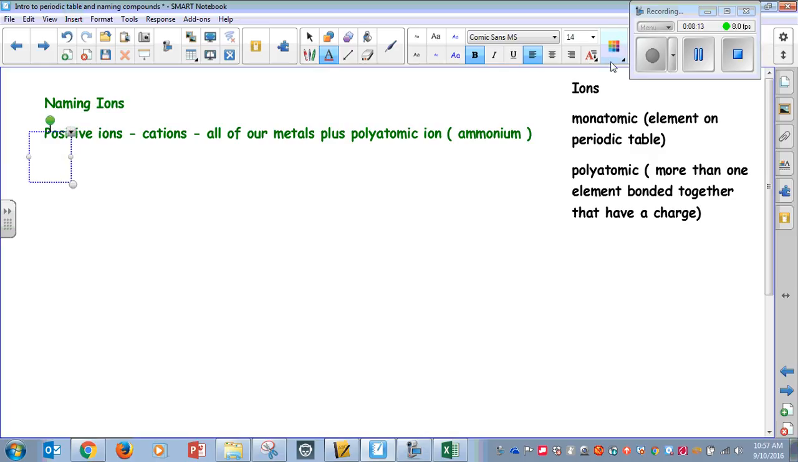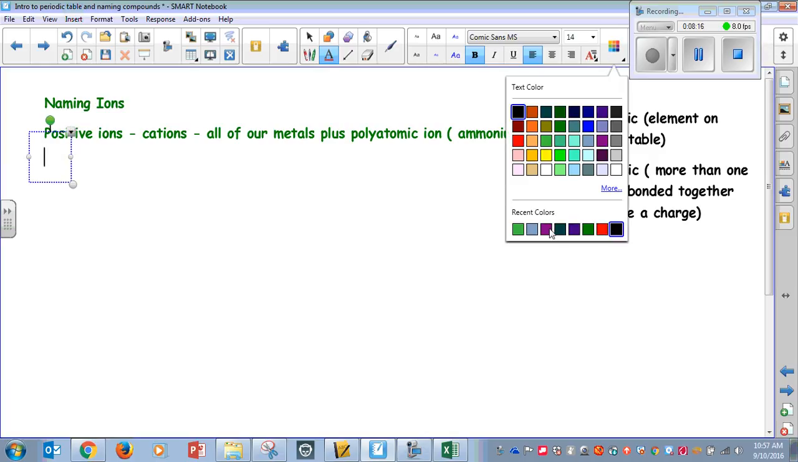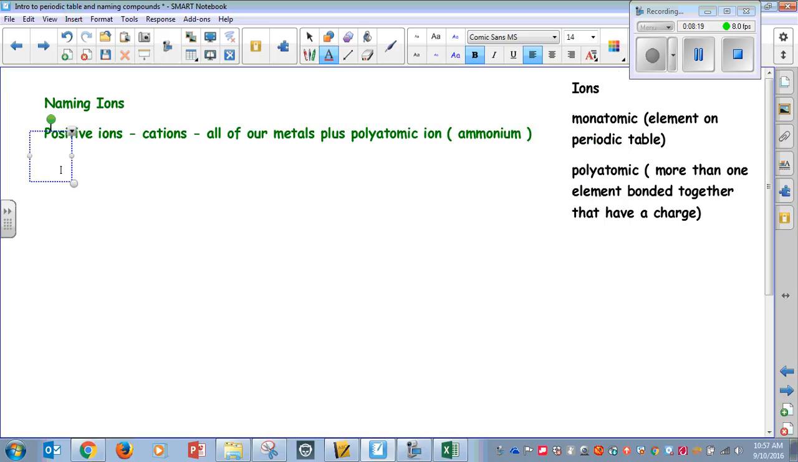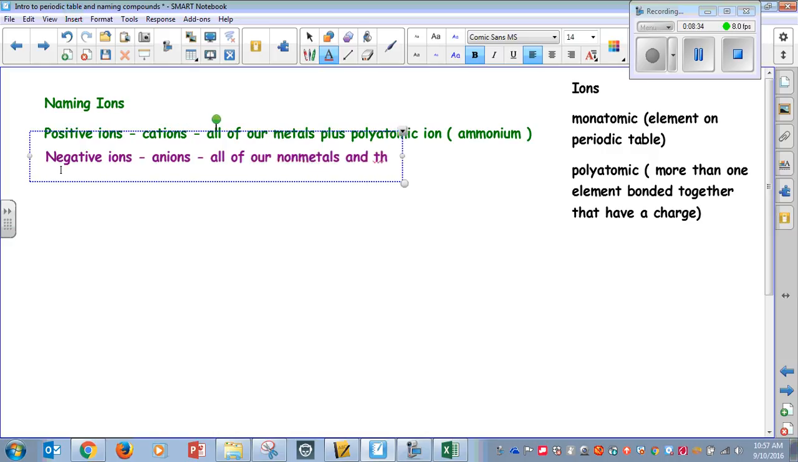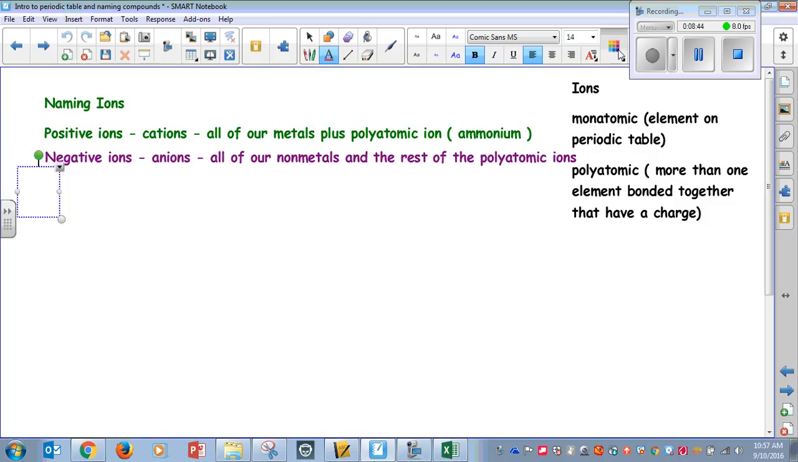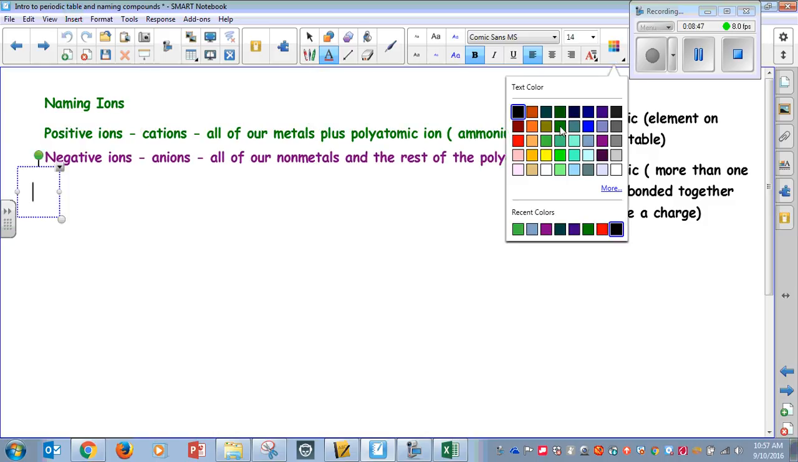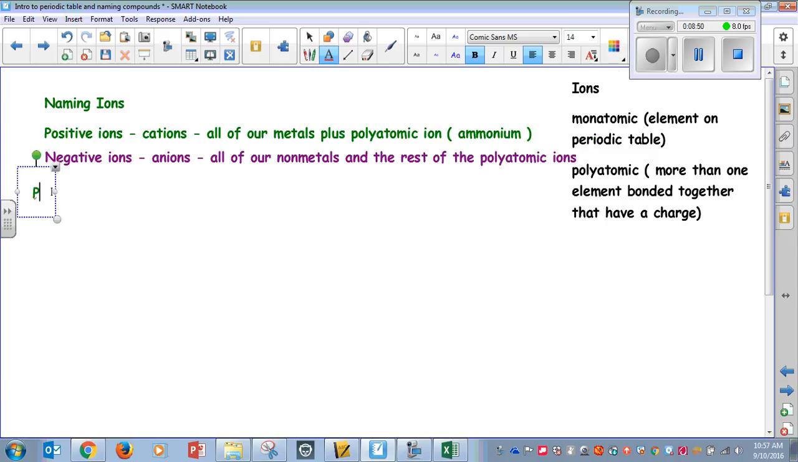So our positive ions are cations, and that's all of our metals plus the polyatomic ion ammonium. And we call our negative ions anions, and that is all of our nonmetals and the rest of the polyatomic ions. Positive ions are always going to get their full name when you name them.